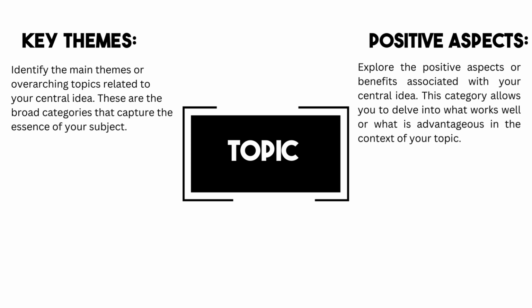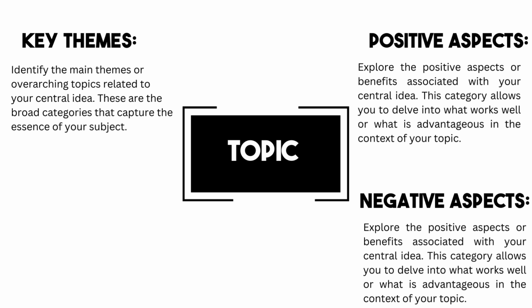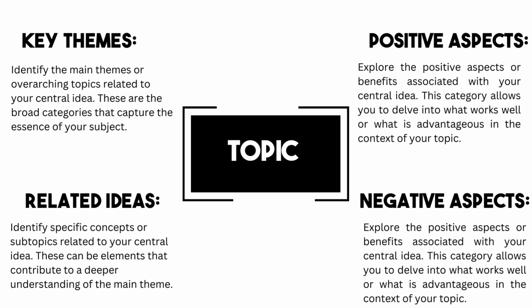The second thing we're going to notice about this topic of social media is positive aspects. What are some positive aspects or benefits associated with this central idea? This category allows you to delve into what works well or what is advantageous in the context of your topic. Then, thirdly, we're going to look at the negative aspects stemming from this topic, and how it might be disadvantageous. The fourth criterion is related ideas: the specific concepts and how they're related to central elements of other, deeper understandings of this theme.